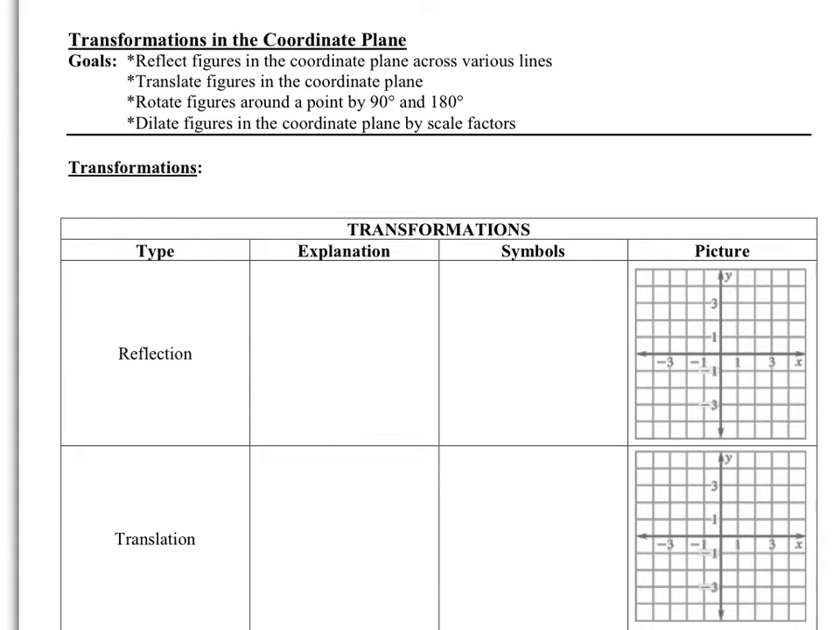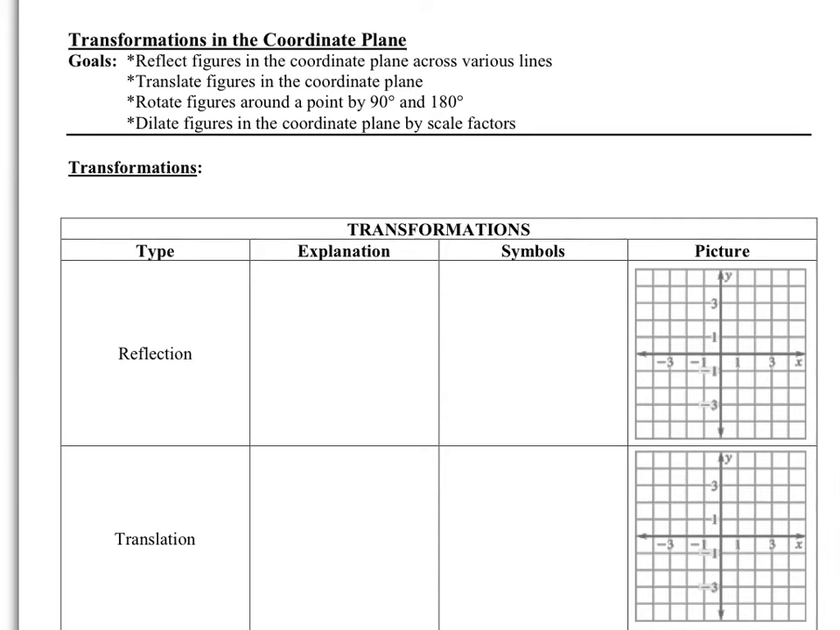In this section, you'll be learning about transformations in the coordinate plane. Essentially, there's 4 basic transformations that you're going to learn about. The first is reflecting figures across various lines, translating figures in the coordinate plane, rotating figures around a point, which is typically around the origin, by both 90 and 180 degrees, and then dilating figures in the coordinate plane by scale factors.